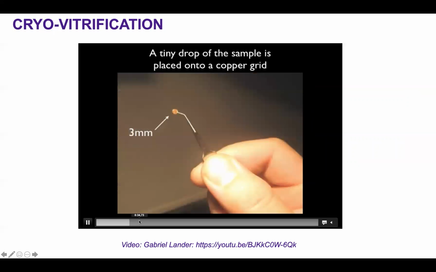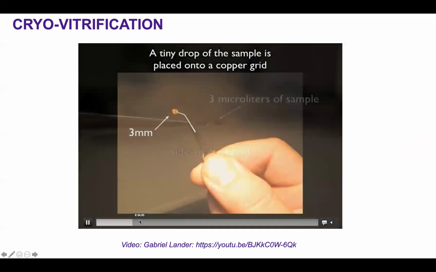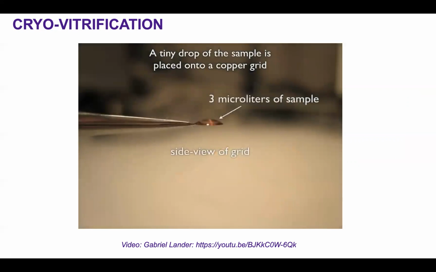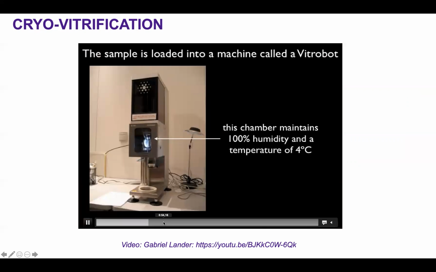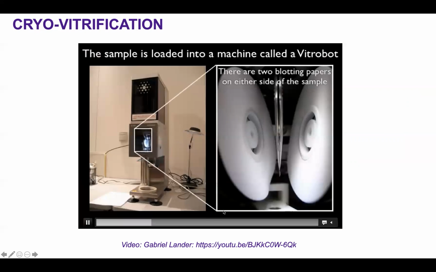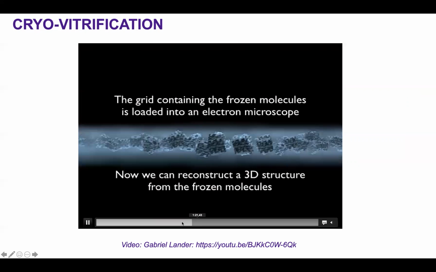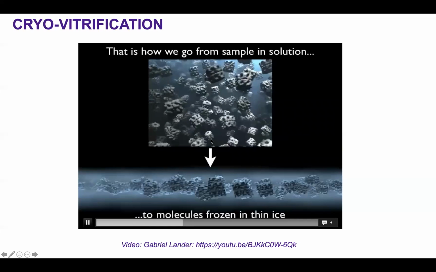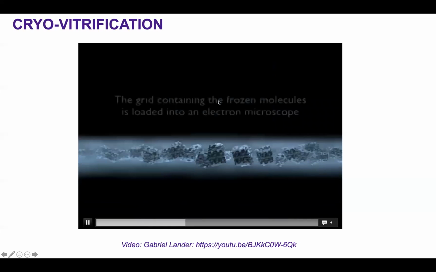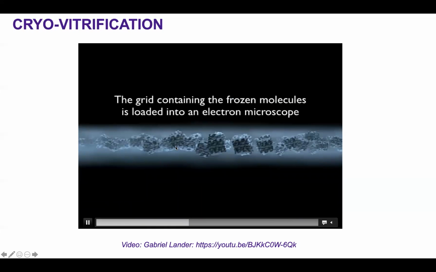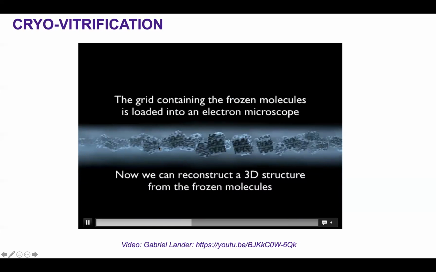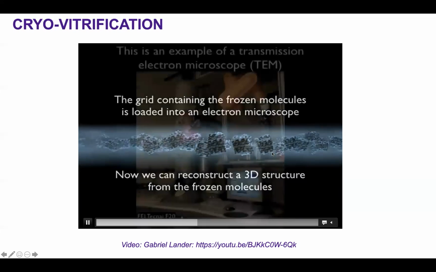Now we need, as I said, only 3 microliters of sample. This sample can then be plunge frozen using a Vitrobot, and then we generate extremely thin ice. Once you generate this thin ice, you can image it. Under room temperature, particles are randomly moving, but when you plunge freeze them, you have vitrified ice and different orientations of particles are frozen.